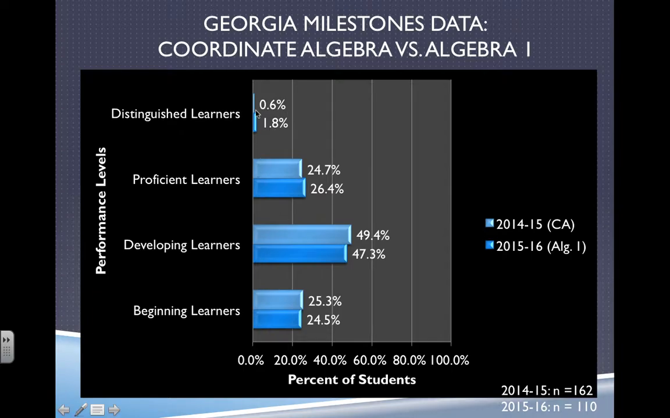So we've got our distinguished learners up top, and then the top bar is from the Coordinate Algebra Administration, 2014-15, and then the bottom bar on each performance level is the Algebra 1 administration from last year. So we've got our distinguished, proficient, developing, and beginning learners. And you can notice that last year our distinguished and proficient learners went up, which was great, and our developing and beginning learners went down. And that's the goal. We want the bottom two levels to decrease in percentage while the upper two levels increase in percentage. And we moved in that direction.